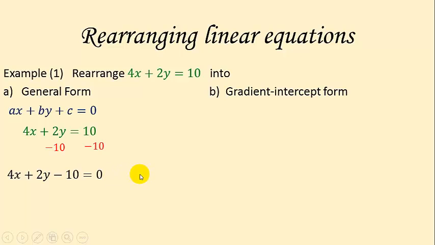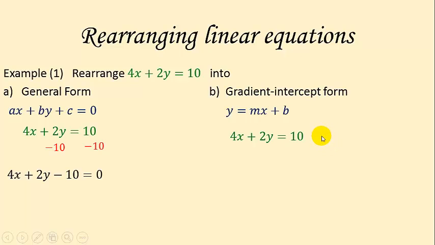Okay, let's have a look at the gradient intercept form. y equals mx plus b. We'll have a look at this in the future, where m will be our gradient and b will be our y-intercept, but that'll come around later. So y equals mx plus b, where m and b are numbers, constants. Okay, so writing our equation again, we have 4x plus 2y equals 10. We need to get y by itself, so make y the subject. Similar to the algebra we've done before.